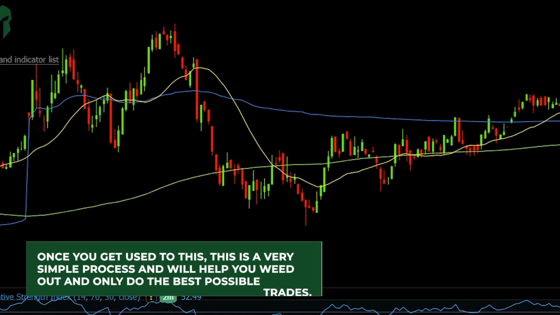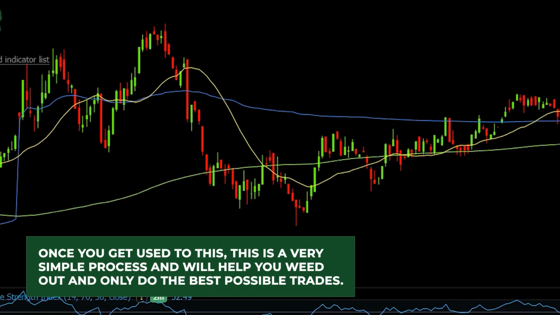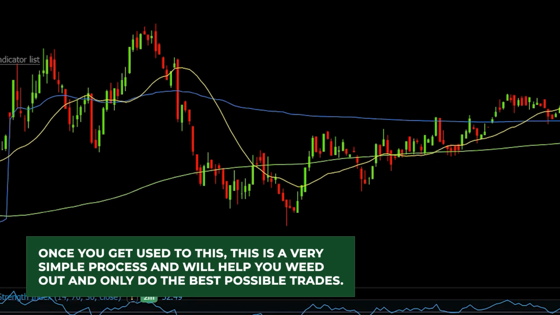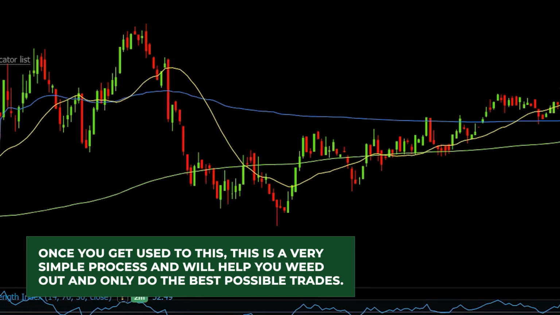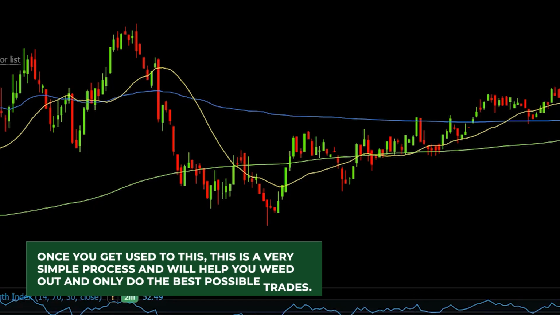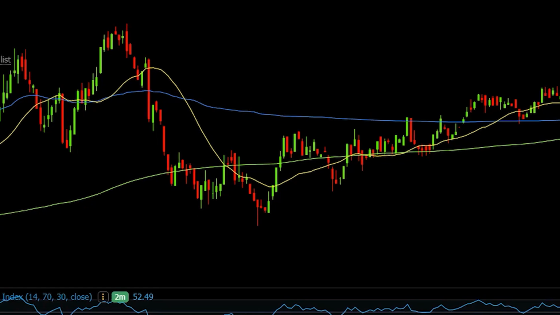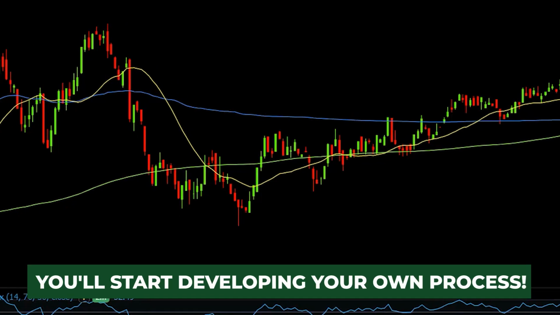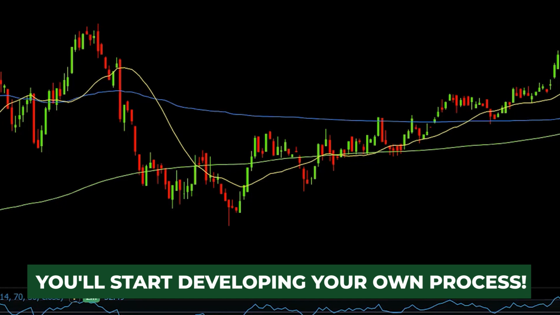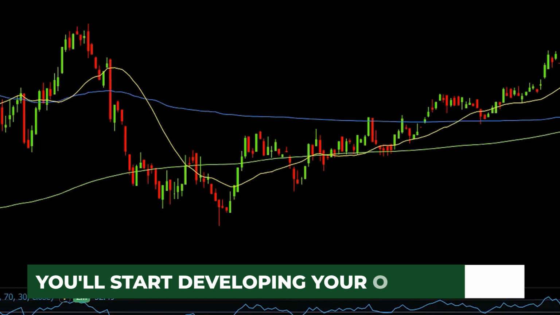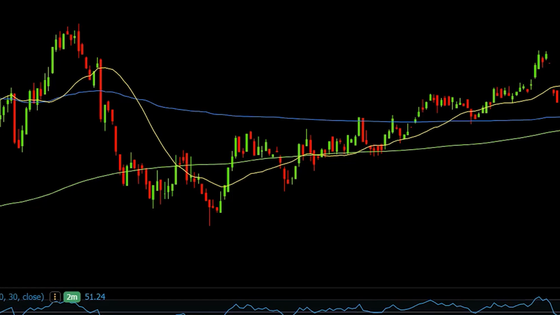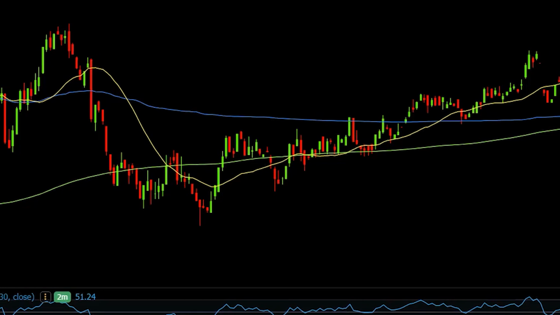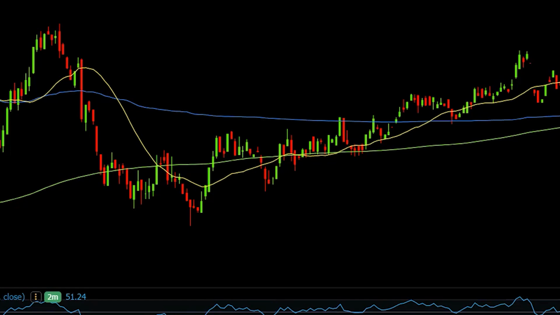Once you get used to this, this is a very simple process and will help you weed out and only do the best possible trades. You will start learning if you should be doing a trade that's a 6 or a 7, or if it's a 3 and you want to stay away. You'll start developing your own process. But what I'm doing here is giving you the tools and showing you how to quantify this so that you can go and do it yourself. Let's do a few examples.